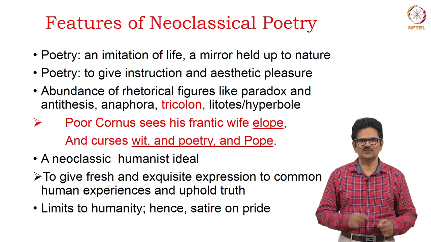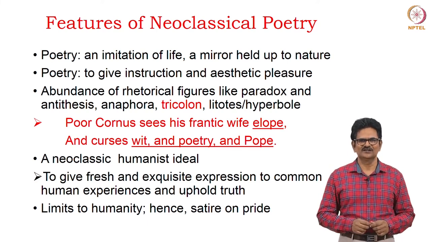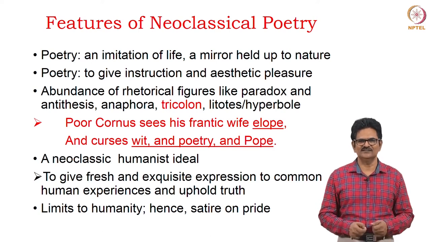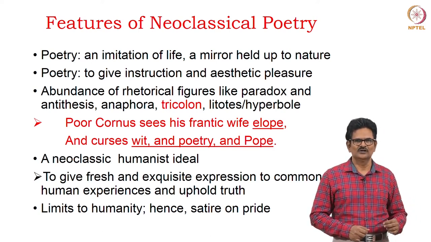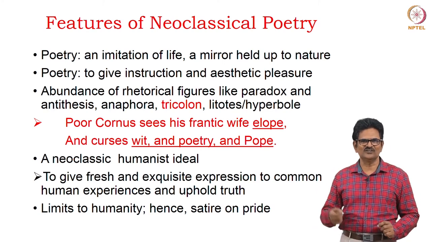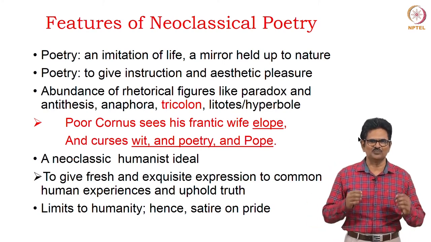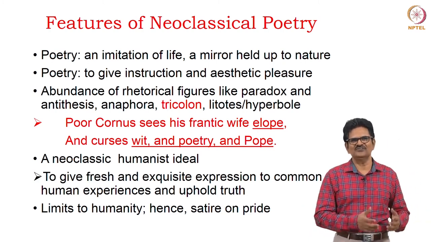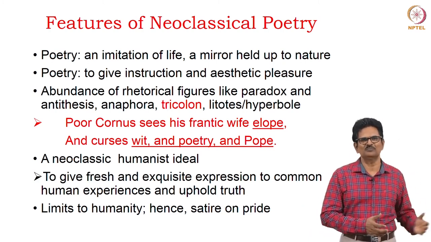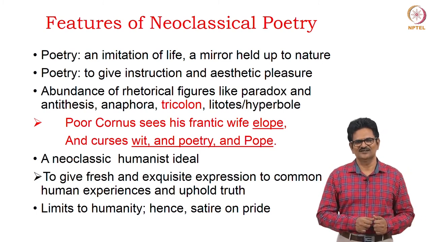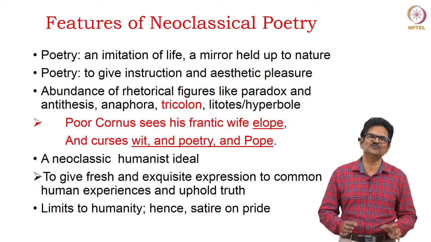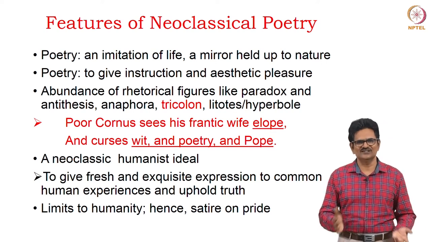We have an example of this tricolon here. This is from Epistle to Dr. Arbuthnot. We will study this also in this course. Poor Cornus sees his frantic wife elope and curses wit and poetry and Pope. What does Pope have to do with the elopement of the wife of a person called Cornus? Pope is unable to understand, but Pope is held responsible for everything. So, he writes like this.